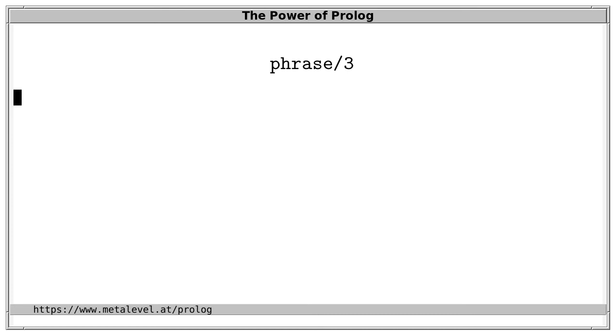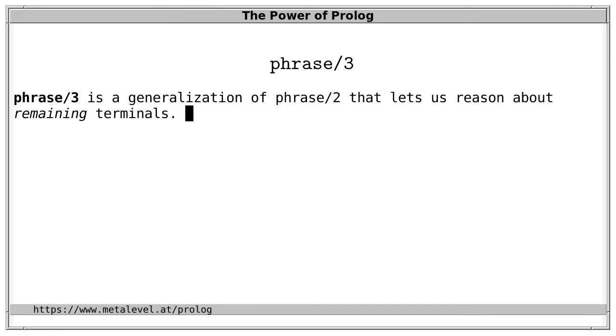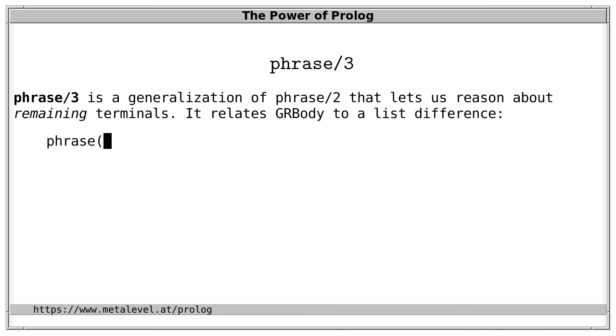And there's a predicate called phrase with 3 arguments, which can also help us to reason about failed parsing. This is a generalization of phrase with 2 arguments, and it lets us reason about remaining terminals. And it relates a grammar rule body to a list difference. And it's very closely related to the phrase we already know.